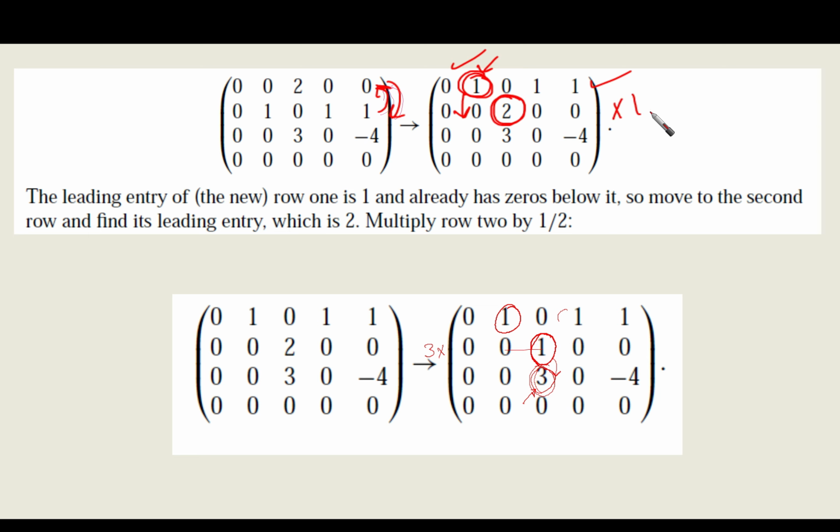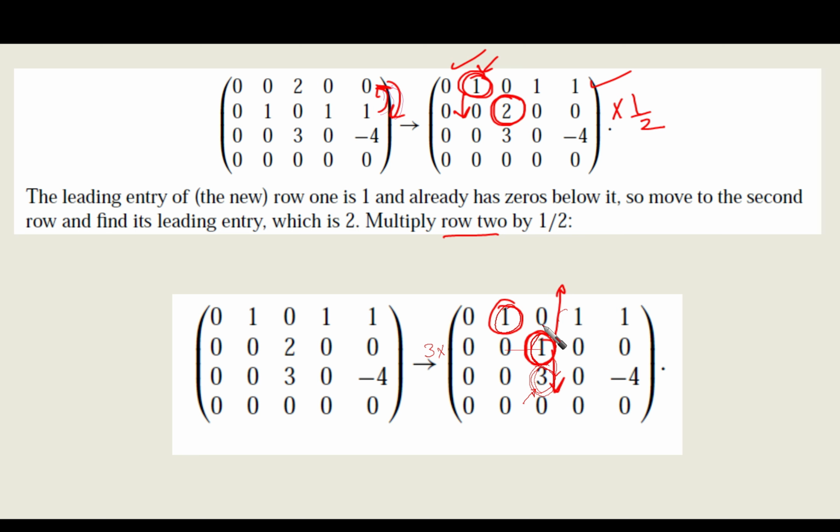Multiply row 2 by 1/2, and you are going to obtain this matrix, which is 0, 0, and instead of 2, it is going to be 1, and 0, 0. That's it. So now we have the leading entry for row 1 here, and the leading entry for row 2 to be here. Okay, look up and look down.